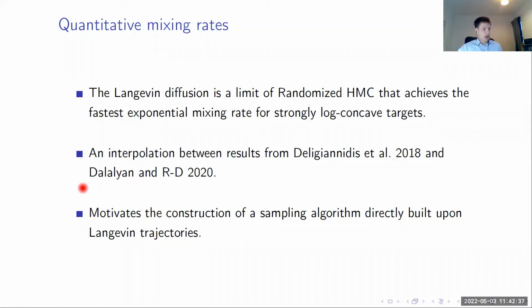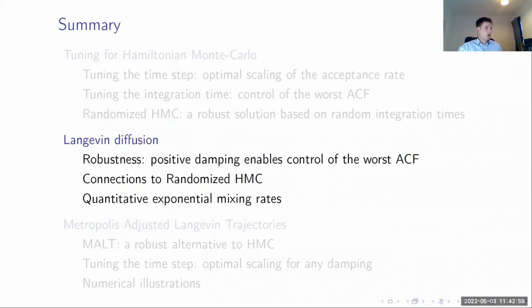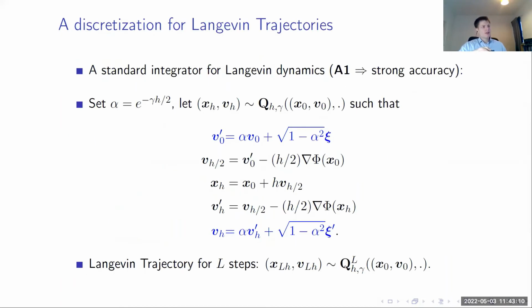And it motivates the construction of a sampling algorithm directly built on kinetic Langevin trajectories, and it motivates the study of theoretical properties of this algorithm, but also the comparison with randomized HMC. Let us introduce this algorithm at last.